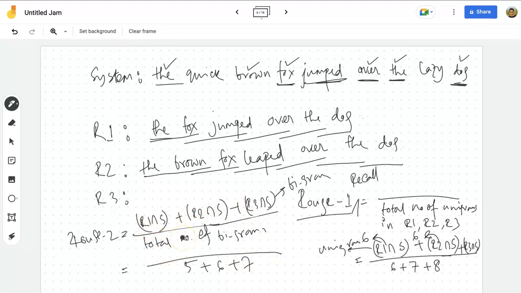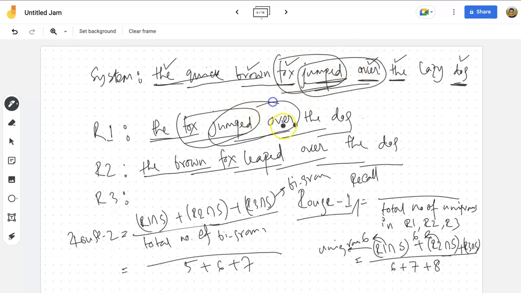So let's check the bigram intersection between R1 and system. The "the quick" is not there. "Quick brown" is not there. "Brown fox" is not there. "Fox jump" is there, here it is fox jump and here also fox jump. Then "jumped over" is another bigram, and it is there. Then "over the" is there. Then "the" and the next word, nothing matches. So there are 3 bigram matches from R1 and the system.